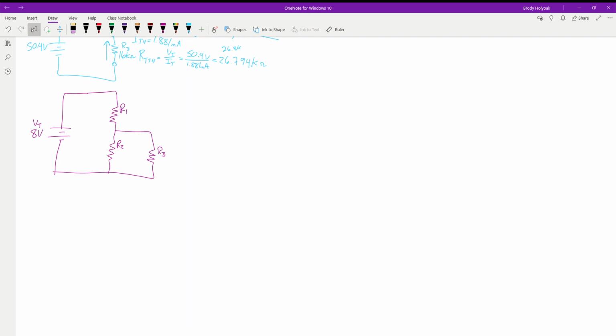Okay, so we got 8 volts. R1 is 39 kiloohms. R2 is 82 kiloohms. And IR3, 82.86 microamps.